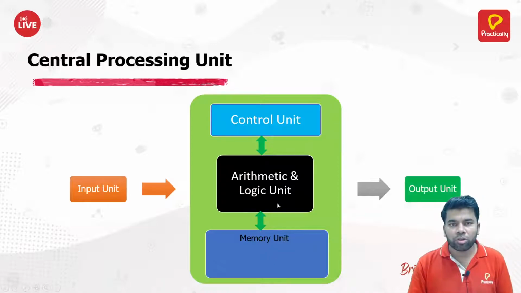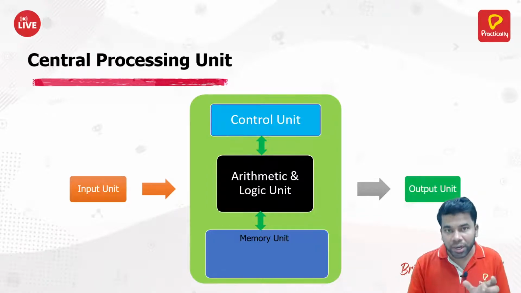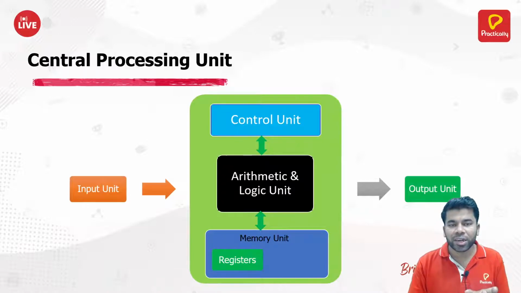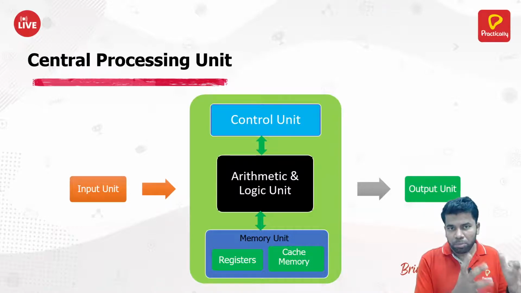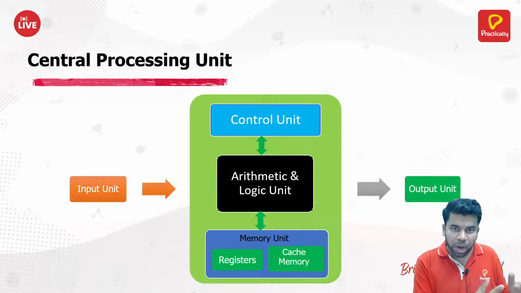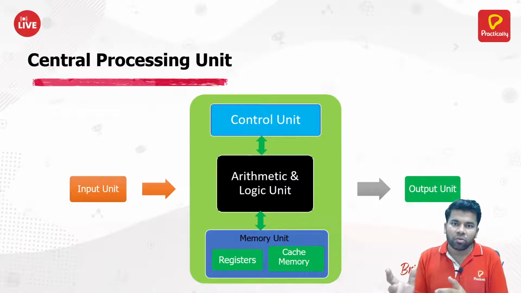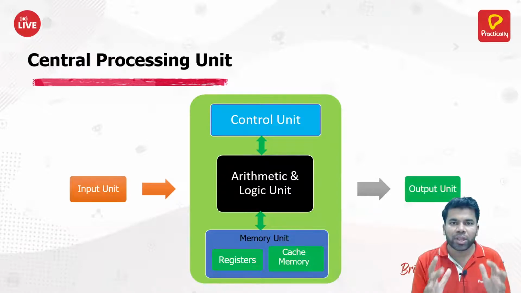The arithmetic and logic unit will perform all the arithmetic and logical operations, whether it is calculation or different evaluations. All these things will be done in the arithmetic and logic unit. And the memory unit will store that data while processing. The memory unit again contains registers. These are the type of register which are used in the processor memory while processing the data. And cache memory. Some of the data is stored in the cache memory while it is being transferred from primary memory to secondary memory.